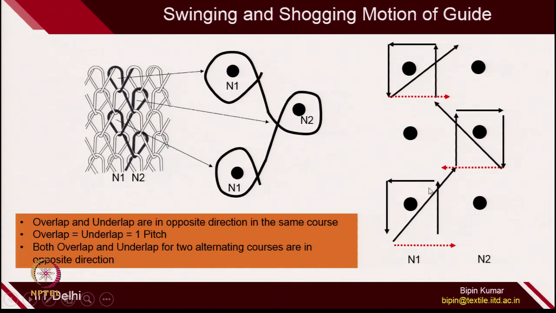Similarly, if you see the direction of overlap, the first overlap is from right to left and the second overlap is from left to right. So, these are some observations which are very important from the designing point of view. Now you can understand why swinging and shogging is so important in understanding the fabric structures. Let us see another example.